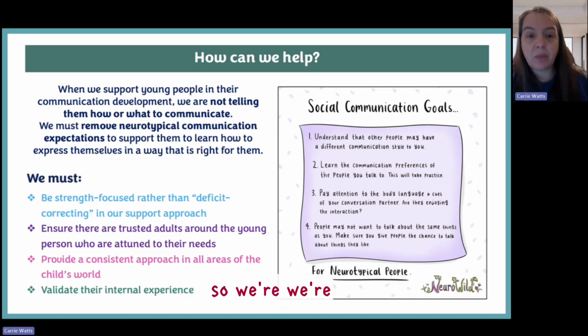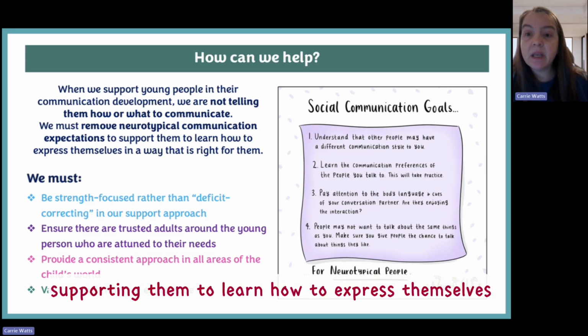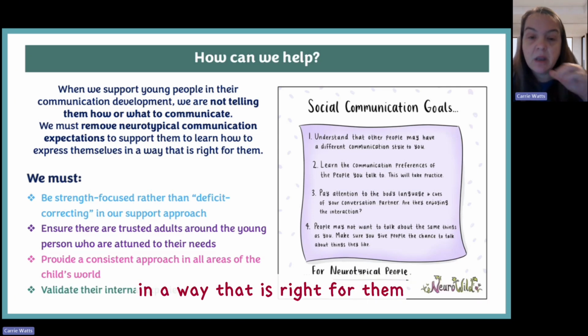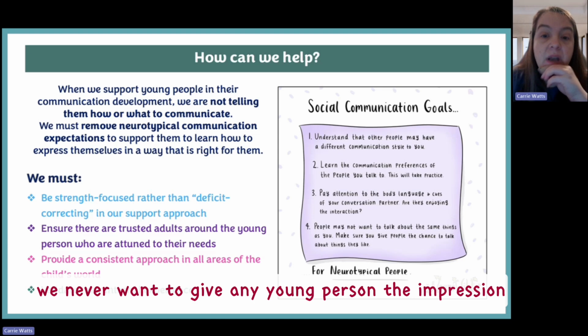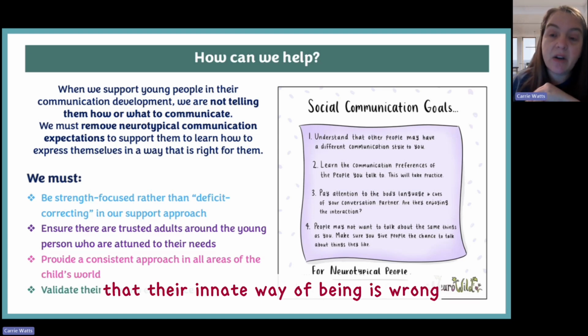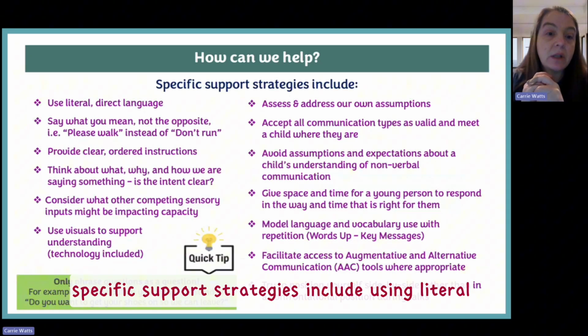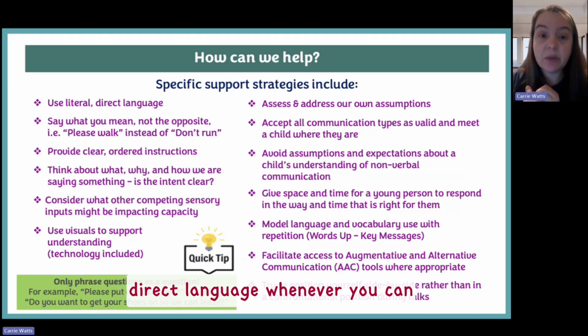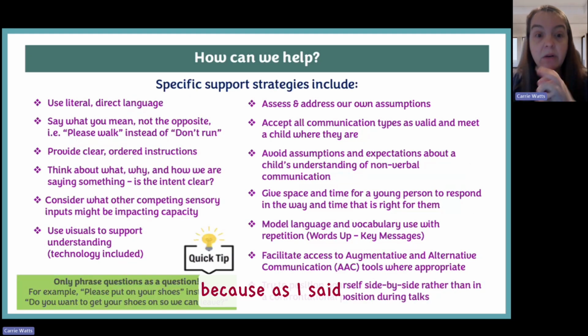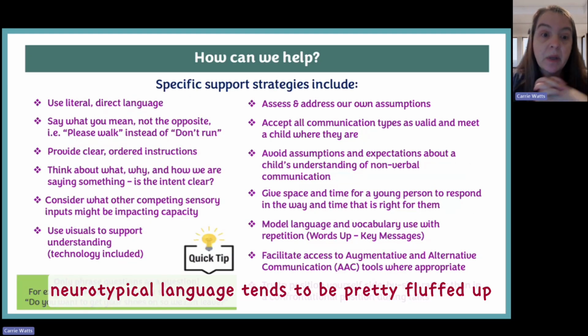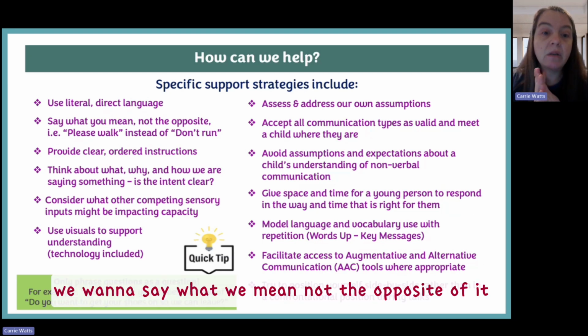Okay, so we're supporting them to learn how to express themselves in a way that is right for them. And we never want to give any young person the impression that their innate way of being is wrong. Specific support strategies include using literal direct language whenever you can, because as I said, neurotypical language tends to be pretty fluffed up. We want to say what we mean, not the opposite of it.